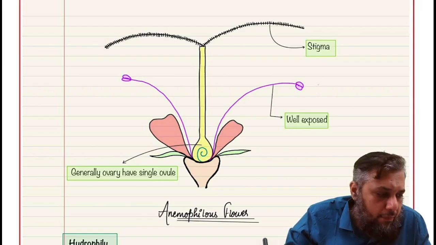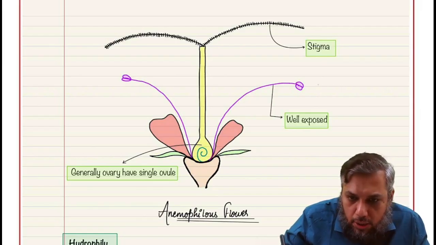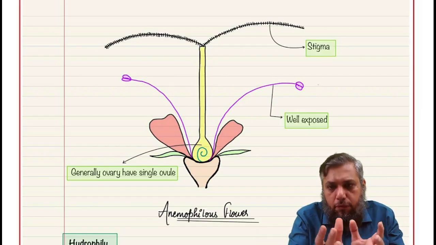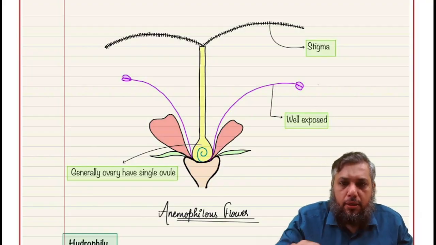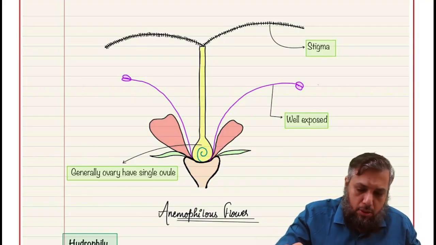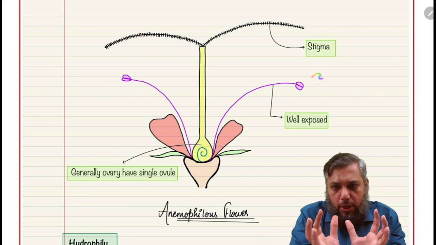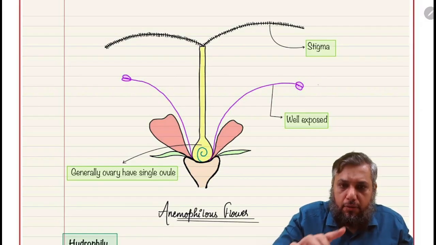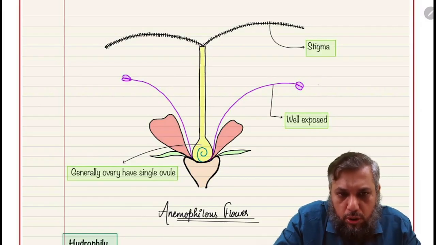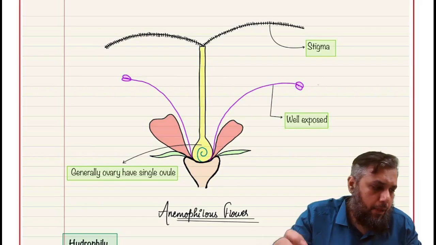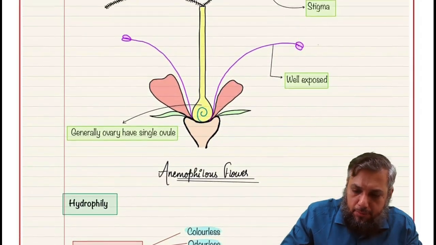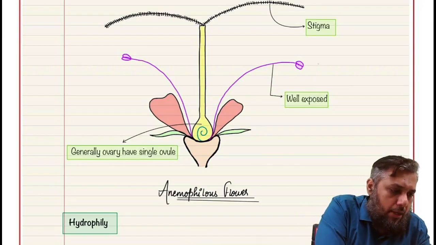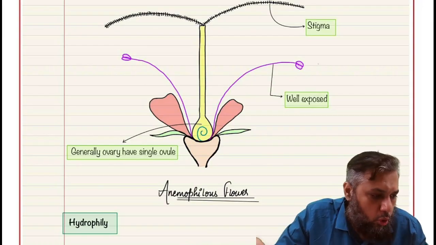Generally, the ovary will have a single ovule, and many flowers called florets will be packed together in a large inflorescence. So there will be many flowers which will be packed together, florets in a large inflorescence, and every floret will have a single ovule in a single ovary. A good example that we can give over here is the maize plant or the corn cob.